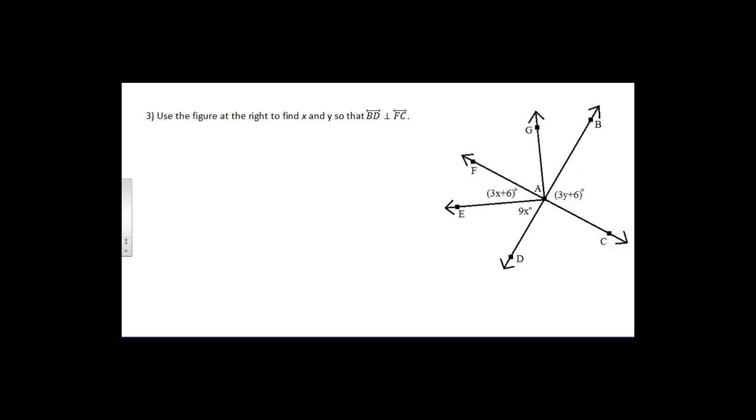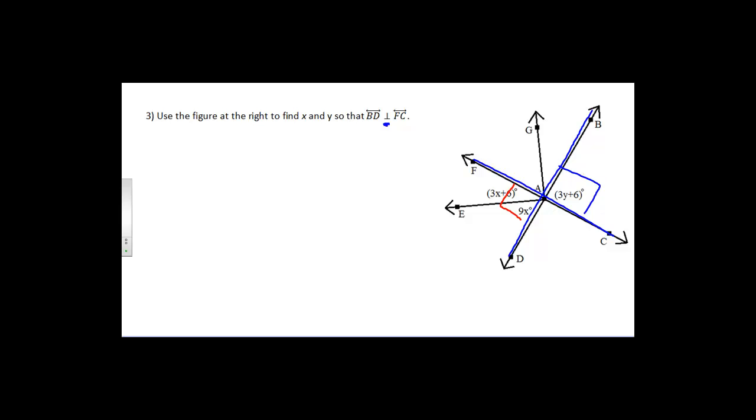And one last example, example number 3. Use the figure at the right to find out what x and y are so that BD is perpendicular. Remember earlier we said that that symbol right there means perpendicular to FC. Well, if FC and BD have to be perpendicular, that means they have to intersect to form a right angle. So this angle here is going to be a 90-degree angle, and these 2 here together are going to have to be a right angle.